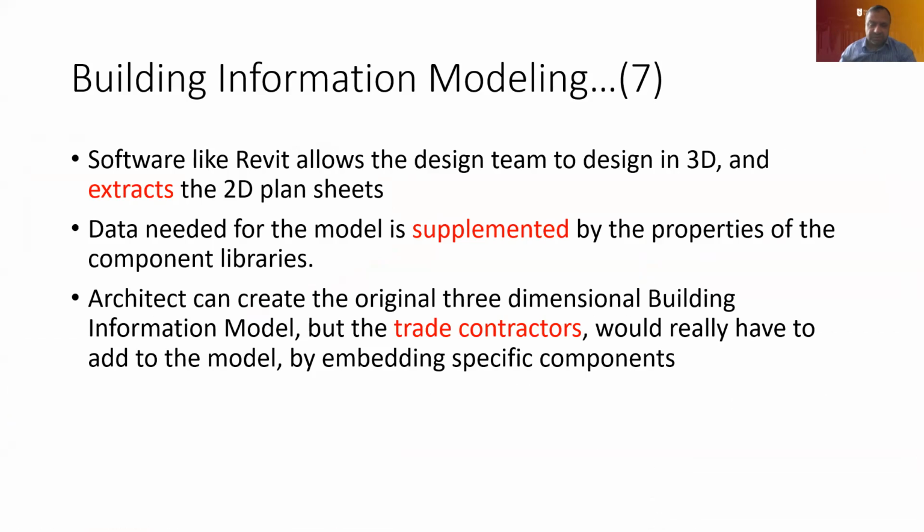You can see that software like Revit and others can create 3D models, which can then be extracted into 2D plan sheets. The data needed for the BIM is supplemented by the properties of the component libraries, which are created by different stakeholders. This is a big question: how is the data obtained for the building information model? The data is obtained because the building information model facilitates a collaborative workspace. With the collaboration of other stakeholders and other trades, the building libraries can be expanded, and in this collaborative way, the data in the building information model is populated.